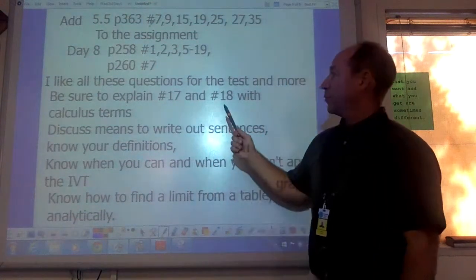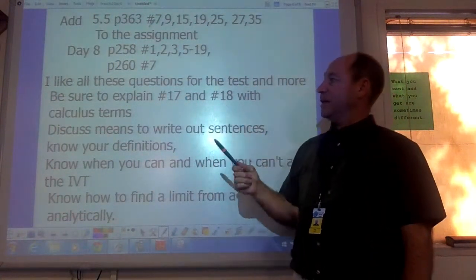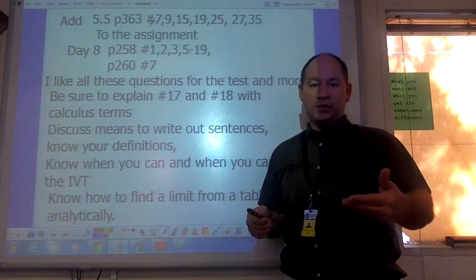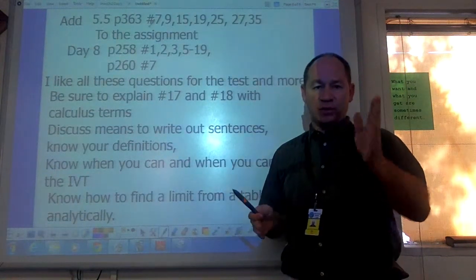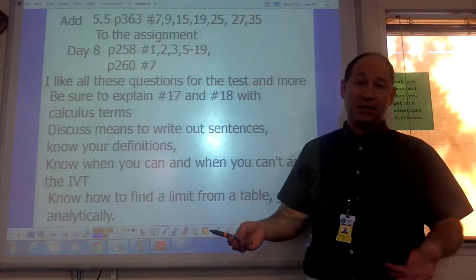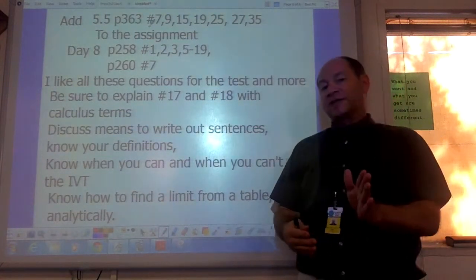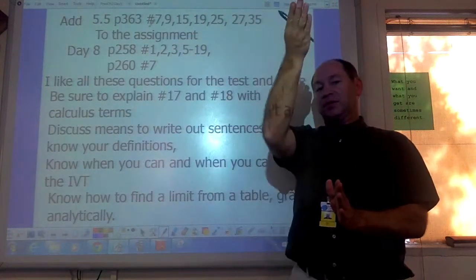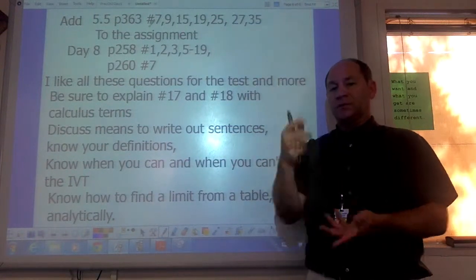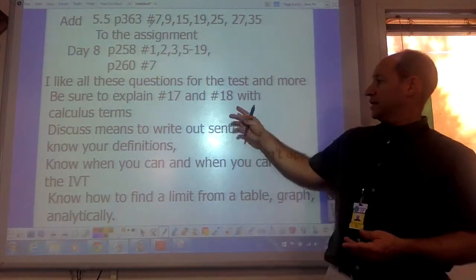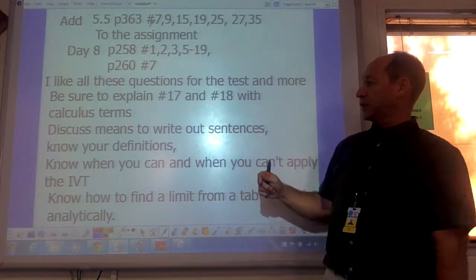A couple things to note is that 17 and 18, make sure you put it in terms of calculus. It's really easy because they're asking about vertical asymptotes, which I know is a pre-calculus idea, but we want you to talk about it in terms of calculus, that there's a vertical asymptote, and there's a one-sided limit that is unbounded, okay, that it goes to infinity. And then the same thing, 18, put in calculus terms.